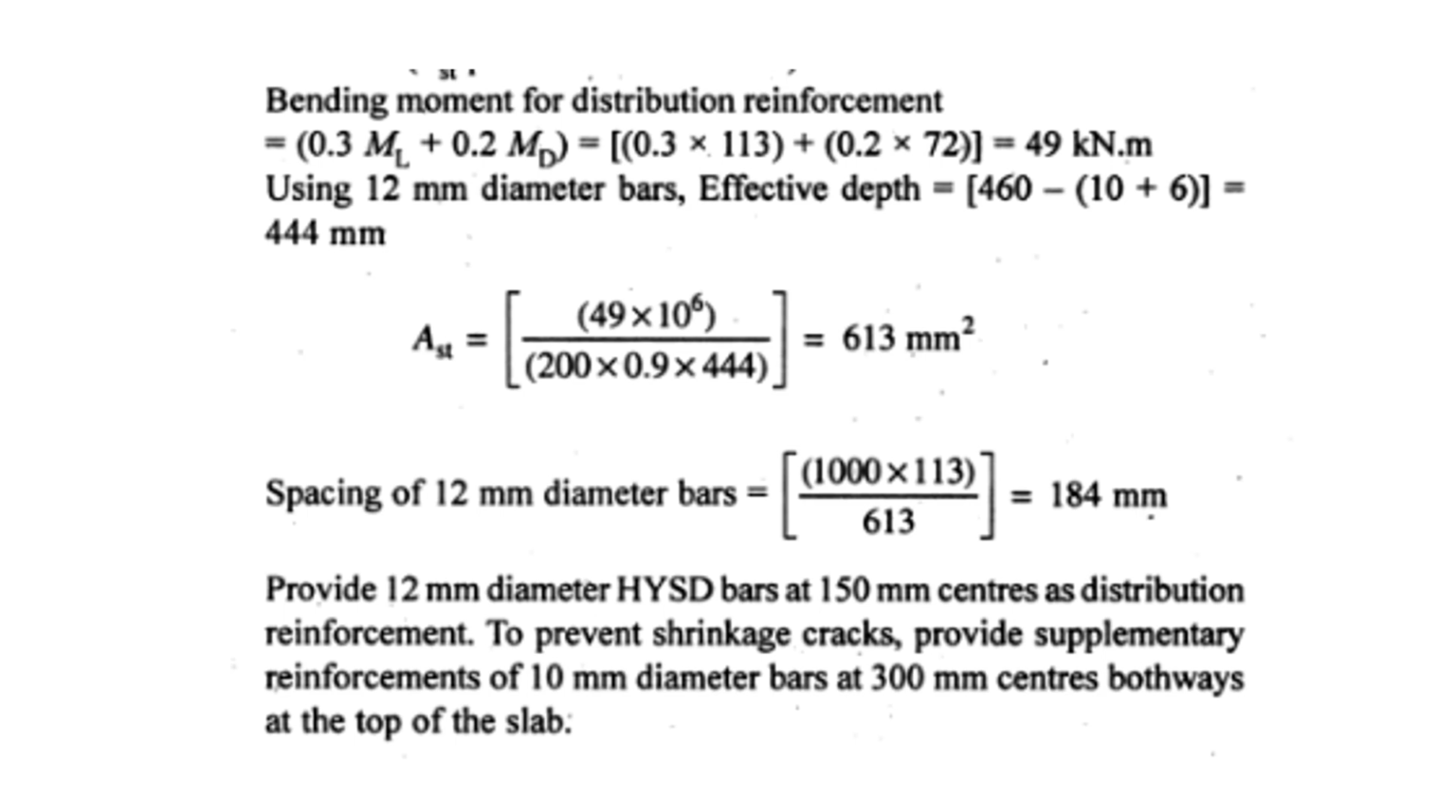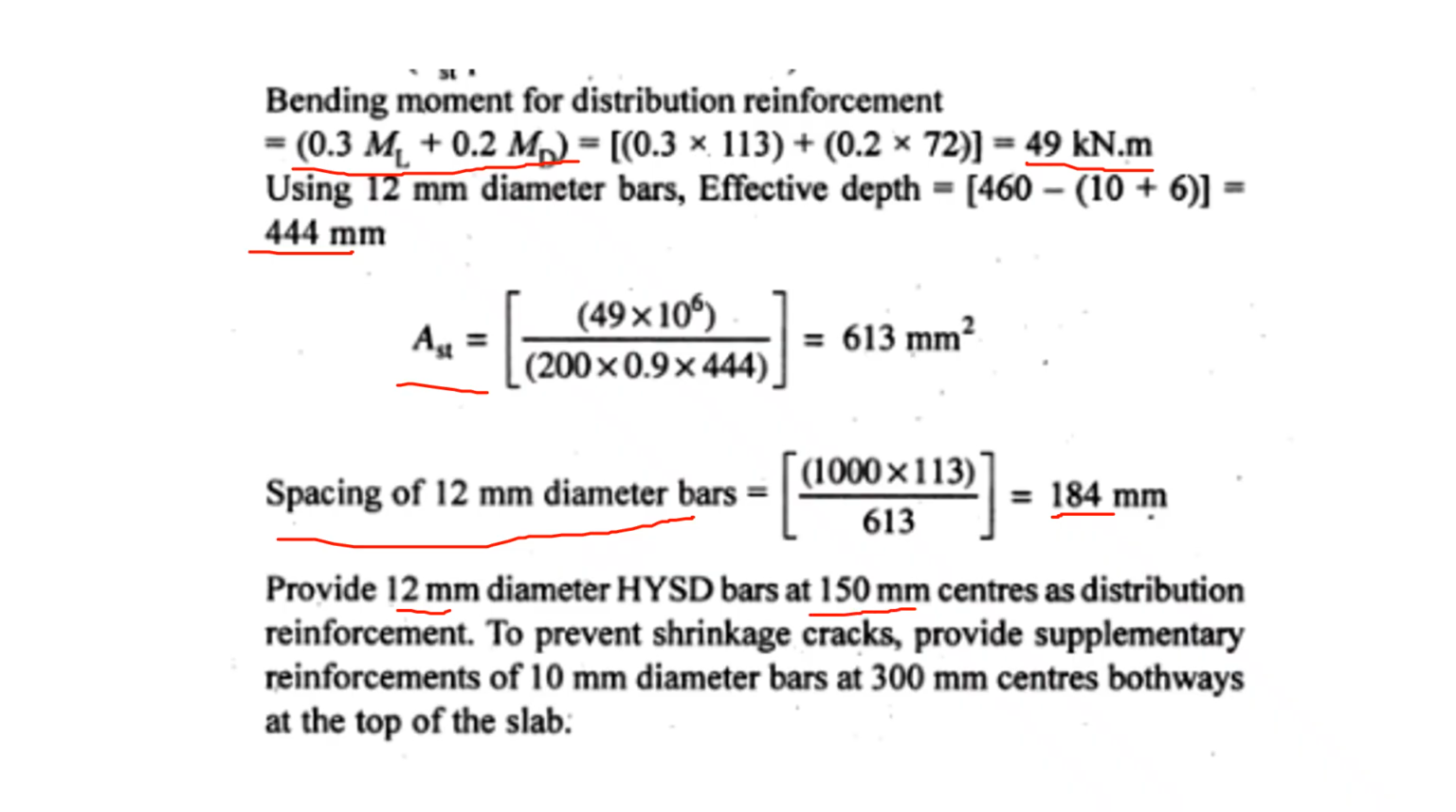So next, the bending moment for the distribution reinforcement is calculated. The bending moment for the distribution is taken as 30% of the live load bending moment plus 20% of the dead load bending moment. So that total bending moment was found to be 49 kilonewton meter. Using 12 mm diameter bars, the effective depth was found to be 444 mm. So we calculate the AST and the spacing of 12 mm diameter bars, which is found to be 184 mm. So providing 12 mm diameter bars at 150 mm center to center as the distribution reinforcement.